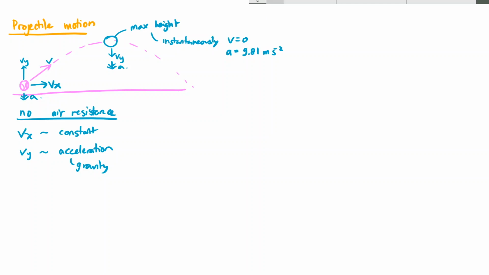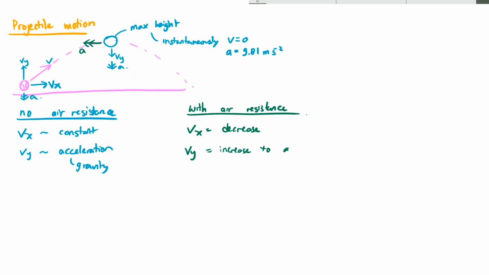Alright, with air resistance, it's a bit more complicated. With air resistance, Vx would decrease because there will be a constant drag wind force on the ball here, right? There's an acceleration from drag. Vy would basically, when it falls, increase to a maximum value.